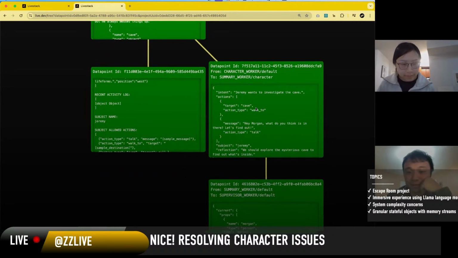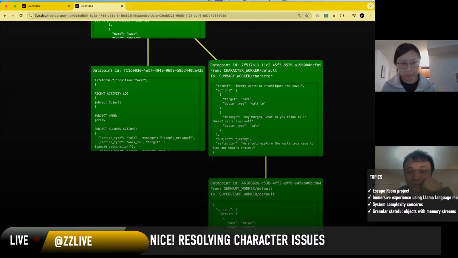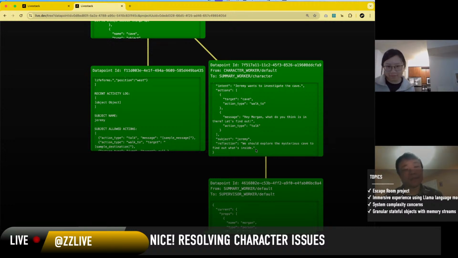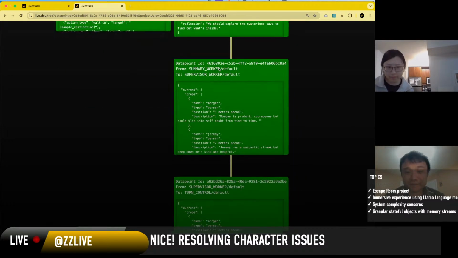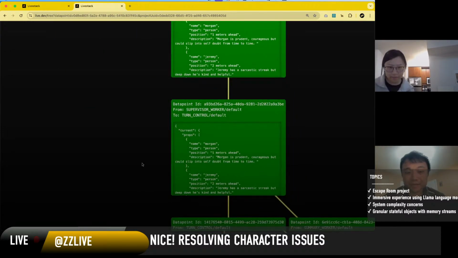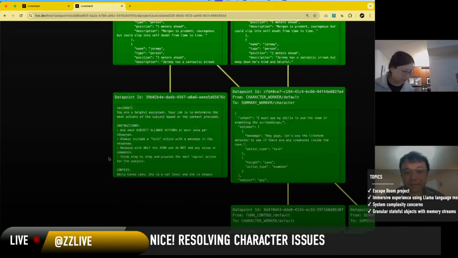Okay. Then this is the output. Jerry wants to investigate the cave. Action: Walk. Hey Morgan, what do you think is there? Let's find out. Action: Talk. Reflection: We should explore the mysterious cave to find out what's inside. Maybe we need to take these into two steps. Maybe divide them into two steps. Probably. Summary to supervisor. Yeah, these are just passing through.